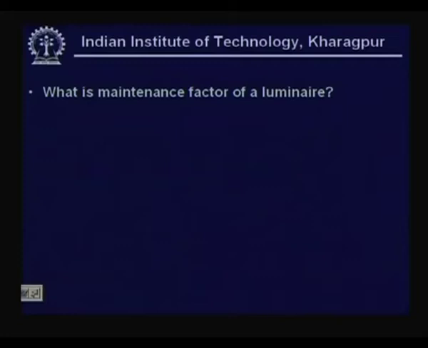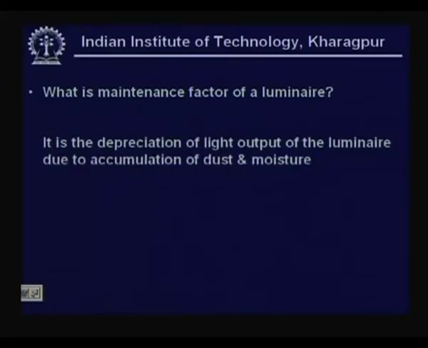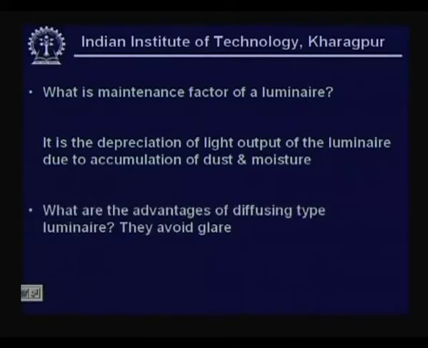What is the maintenance factor of a luminaire? It is the depreciation of light output of the luminaire due to accumulation of dust and moisture. What are the advantages of using a diffusing type of luminaire? They avoid glare.